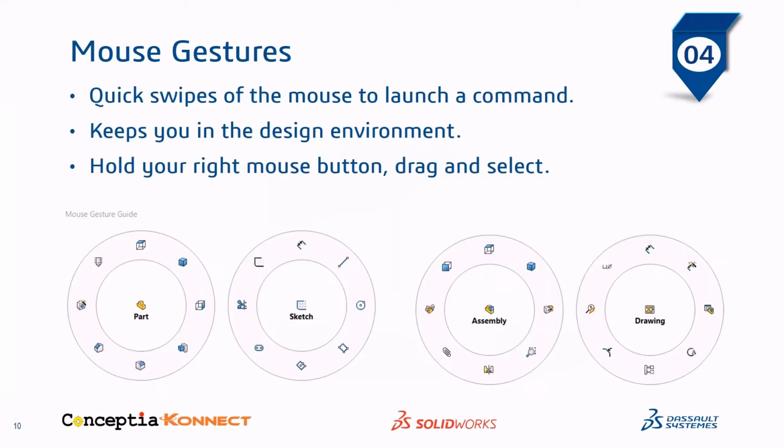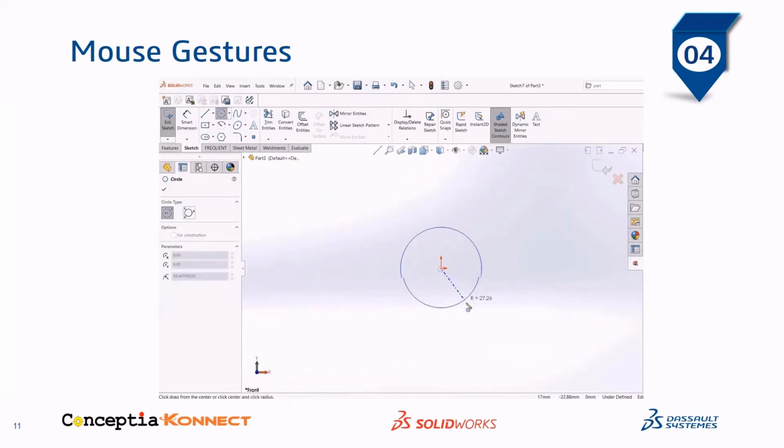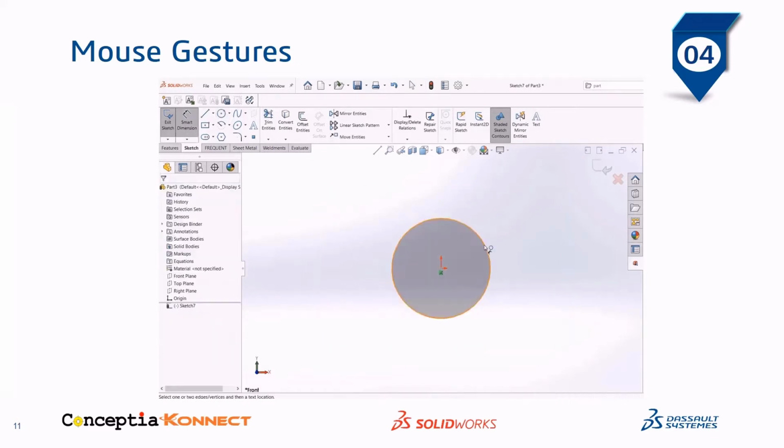Our fourth trick, mouse gestures. We are bored of selecting the command icons from the Command Manager tabs. The mouse gestures allows you to bring the command around your cursor. Just hold your right mouse button, drag a little in any direction and select the command you want to execute. So select a plane. Once you are inside a sketch, I'm just dragging a circle command. Quickly it is created.